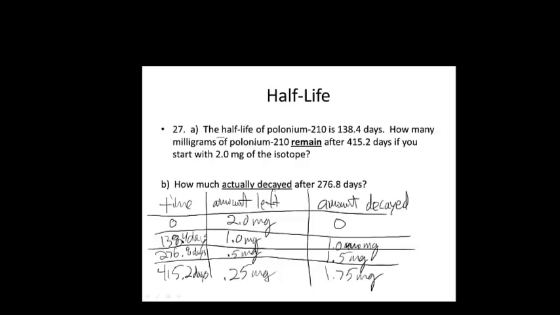This question talks about the half-life of polonium being 138.4 days. How many milligrams is left, or will remain after 415.2 days? How much will remain is left? 0.25 milligrams. Second question is, how much actually decayed and went away after 276.8 days? So here's our 276.8. How much is decayed? Well, 1.5 milligrams. So there you have half-life.